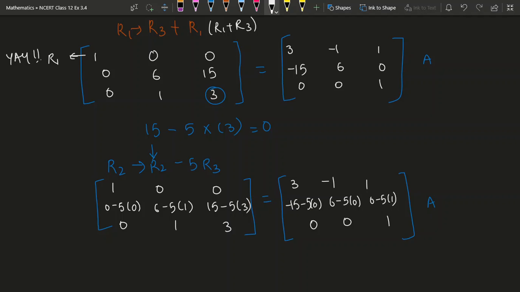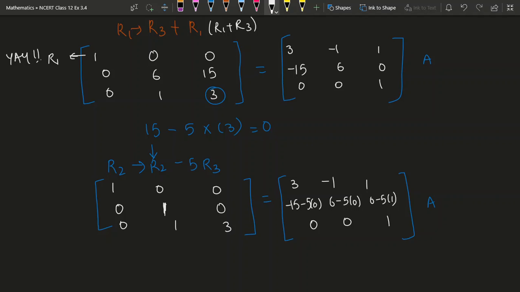Great. So what that means is you are now left with, if you compute the matrix that you have here, 0 minus 5 times 0, which is just 0. And then 6 minus 5 times 1. That's a bit lucky. You get 1 here. And then you have 15 minus 5 times 3. So 15 minus 15, and that's equal to 0.